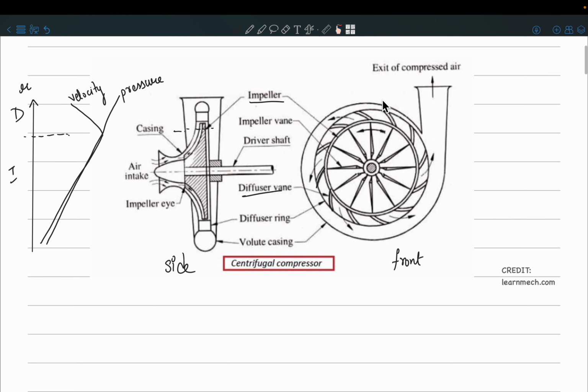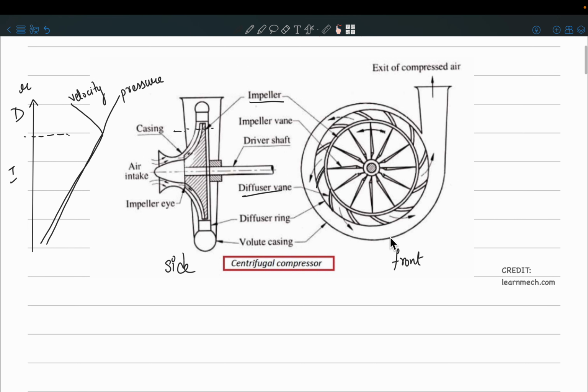Yeah, you can see that the area is somewhat increasing along the tangential direction, right? So once the air comes into this volute structure, again the area is increasing slightly to increase the pressure further. And also the purpose is to store the air here and give it the right direction.